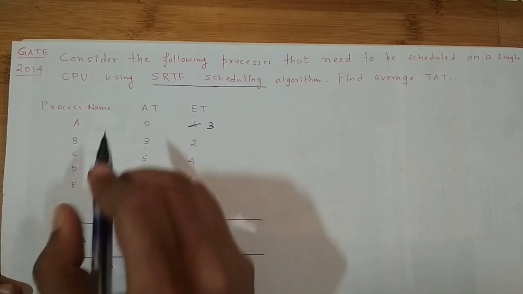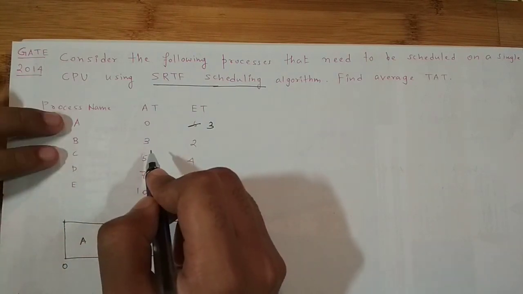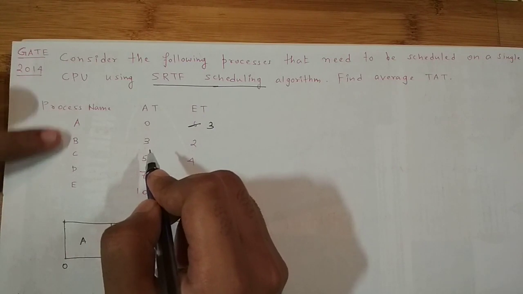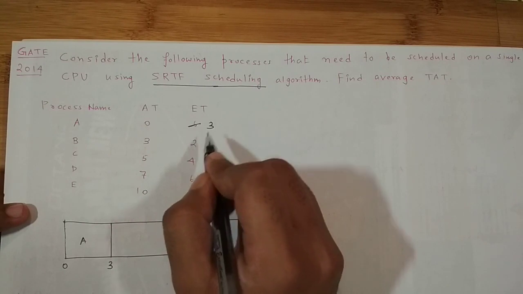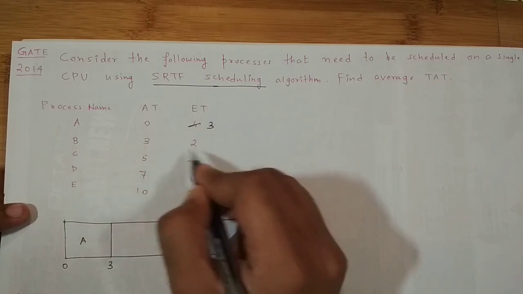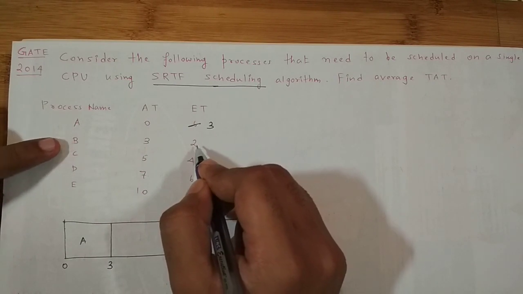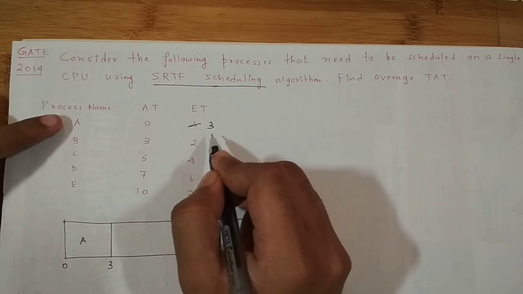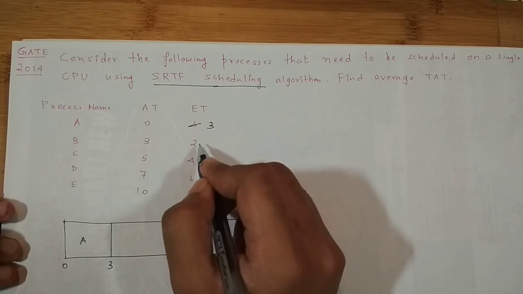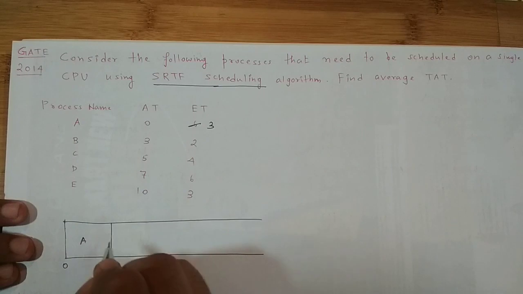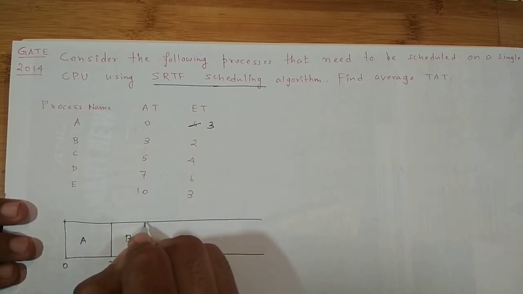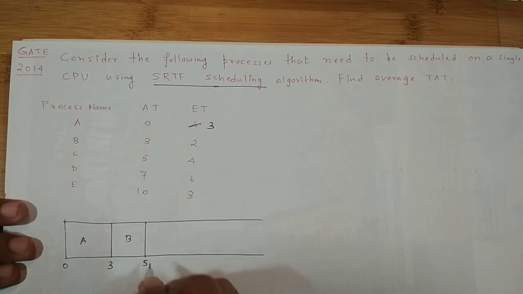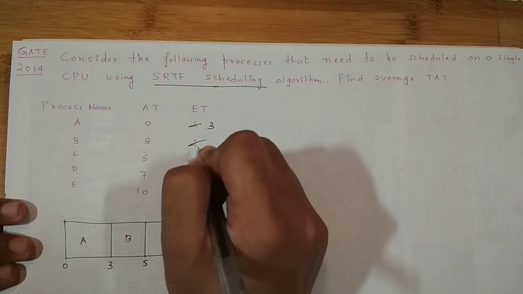Now at time 3, process B is also available. So now we have 2 processes, process A and process B. These 2 will now be competing against each other. How? The CPU scheduler will look at the remaining execution time. The remaining execution time of process B happens to be 2, whereas that of process A happens to be 3. Since 2 is lesser than 3, we will schedule process B. So the CPU will be preempted from process A and given to process B. It will run for 2 units and give up the CPU. So that's the end of process B.